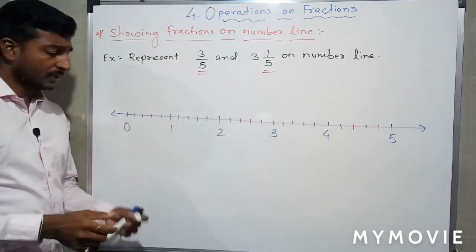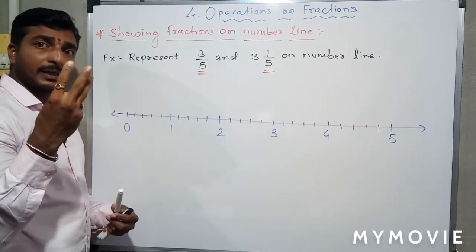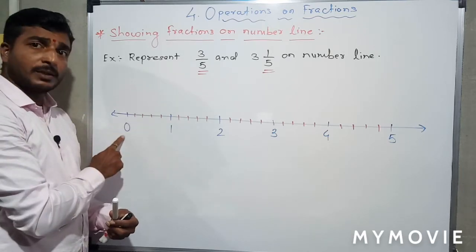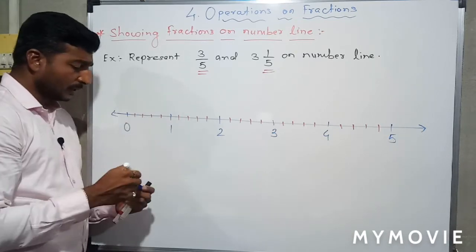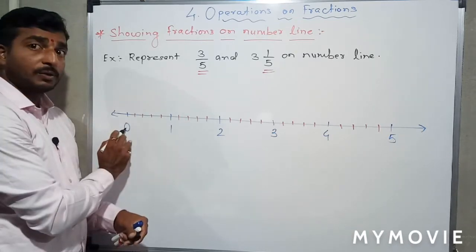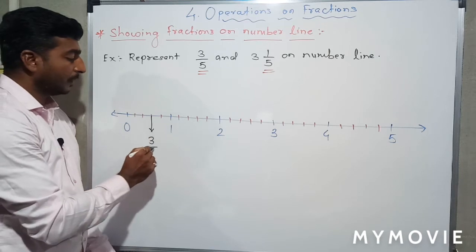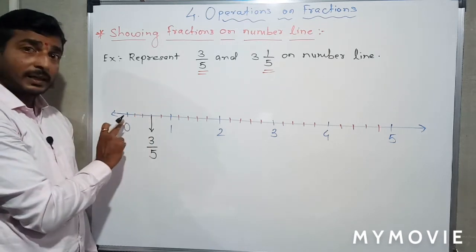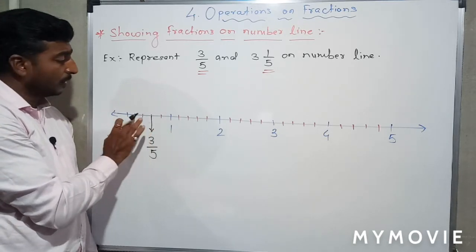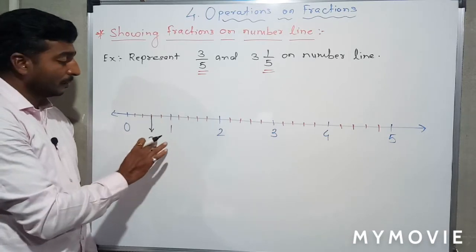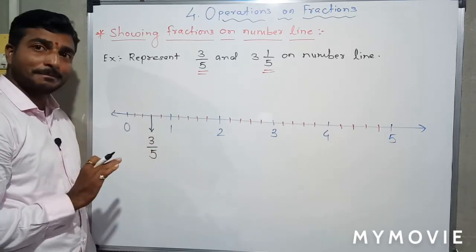Now you see in this example 3 upon 5, what is the numerator? The numerator is 3. It means you have to start from 0 and count 3. So from 0, 1, 2, 3. So this place here. From 0 you have to count 3: 1, 2, 3. So this place is representing 3 upon 5. It means how many parts are there? 1, 2, 3. 3 parts. Out of how many parts? Out of 1, 2, 3, 4, 5 parts. The third part means 3 out of 5. So 3 upon 5 is represented here on the number line.